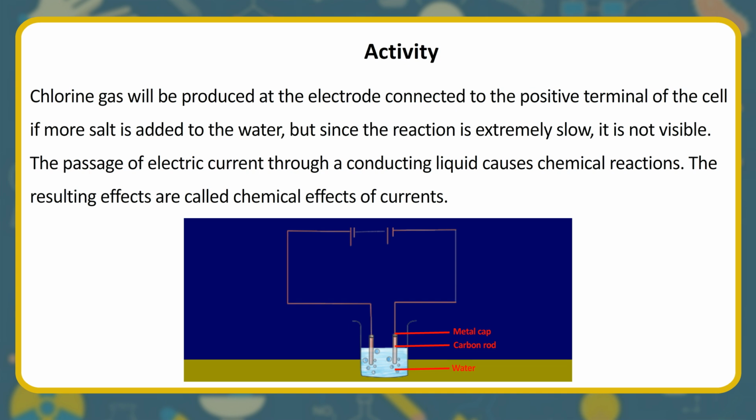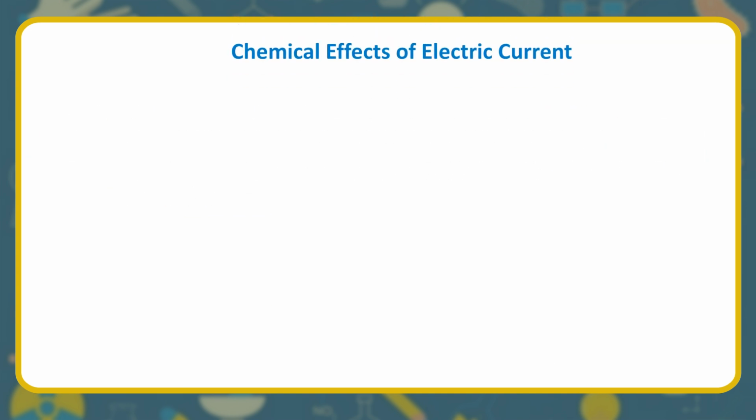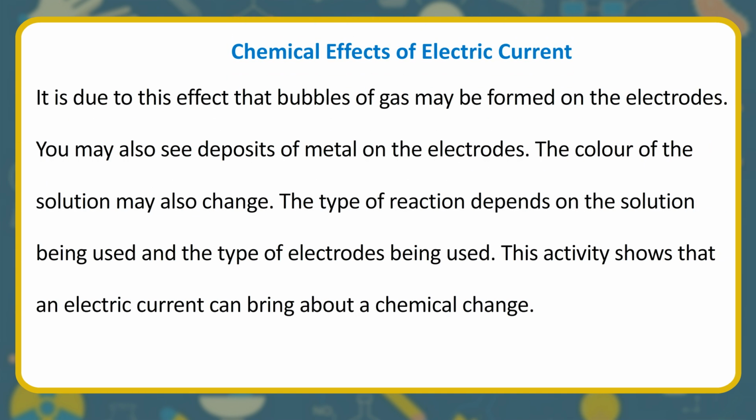The passage of electric current through a conducting liquid causes chemical reactions. The resulting effects are called chemical effects of currents. Chemical effects of electric current. It is due to this effect that bubbles of gas may be formed on the electrodes.